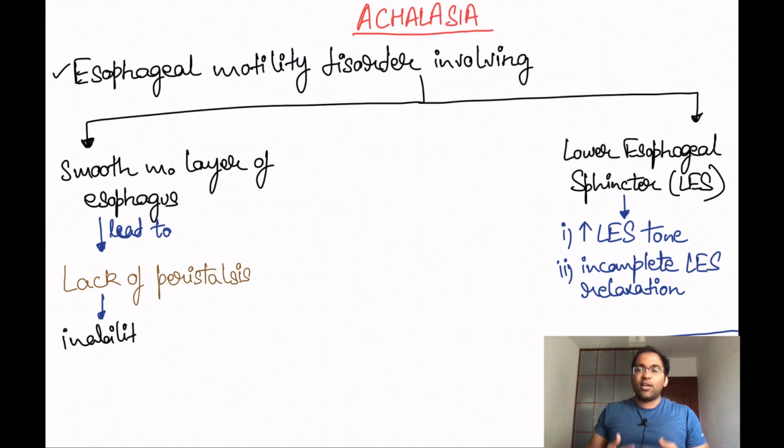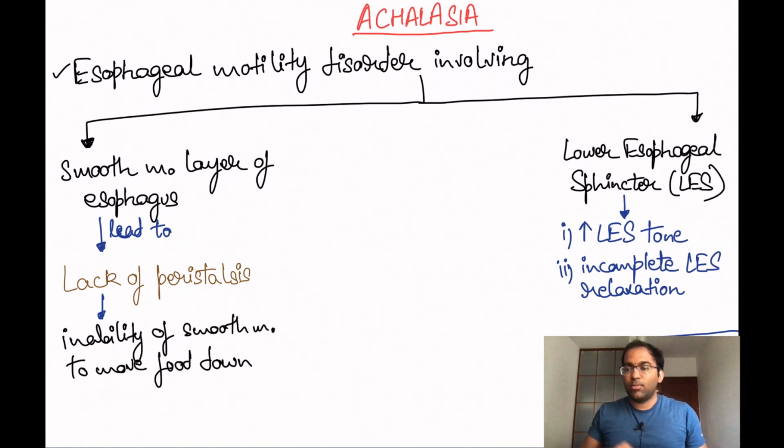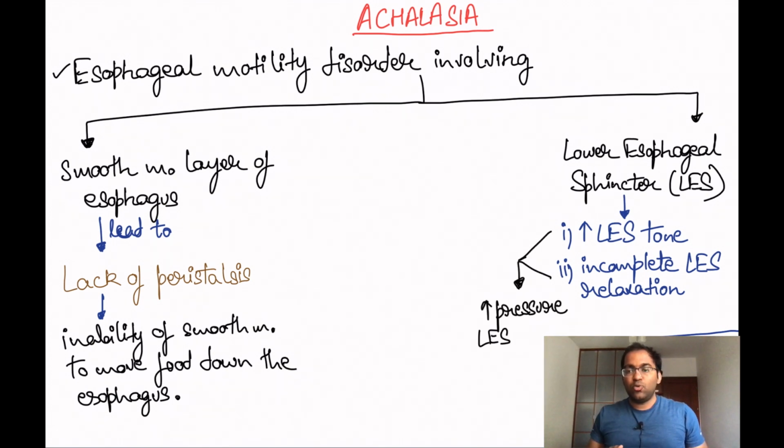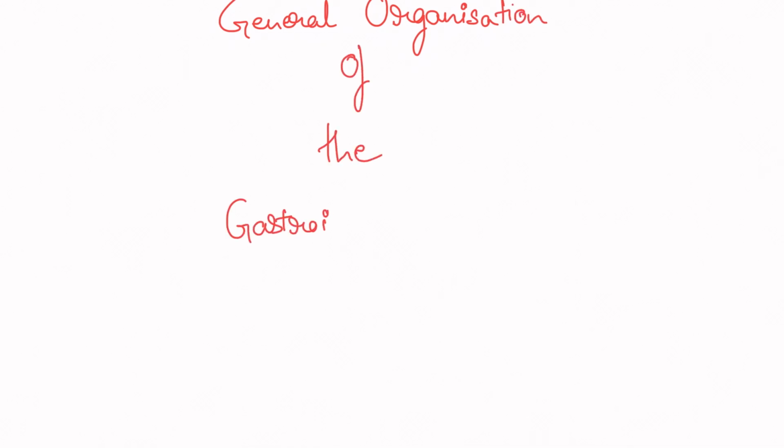Now, because of lack of peristalsis, it will be very hard to push the food to the stomach, right? Because there is no peristalsis. Whereas when you have LES problem, it will be very hard to make the food pass through the sphincter to the stomach. So now let's talk about the general organization of gastrointestinal wall.